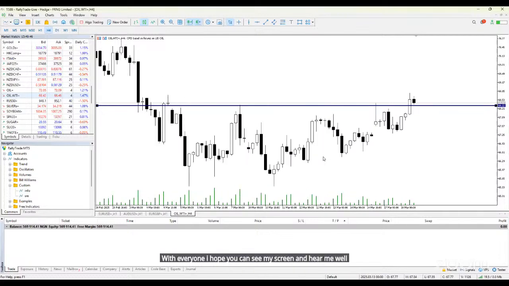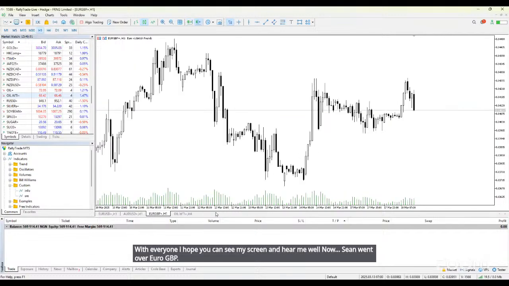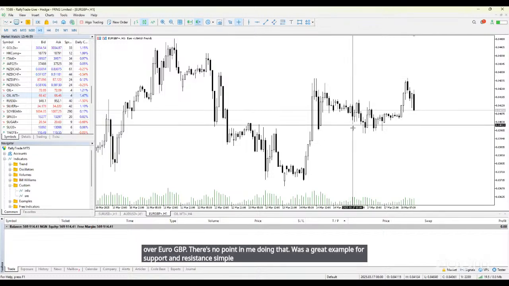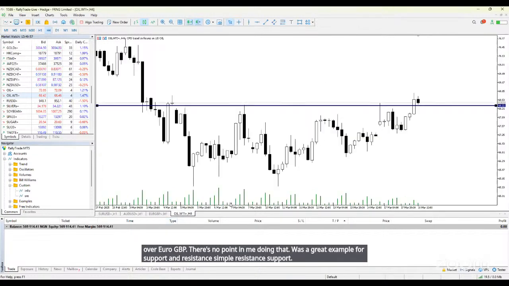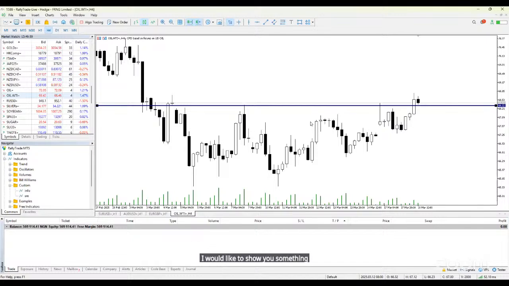Now, Sean went over Euro GBP. There's no point in me doing that. It was a great example for support and resistance, simple resistance and support. I would like to show you something else. I would like to show you oil, WTI oil.